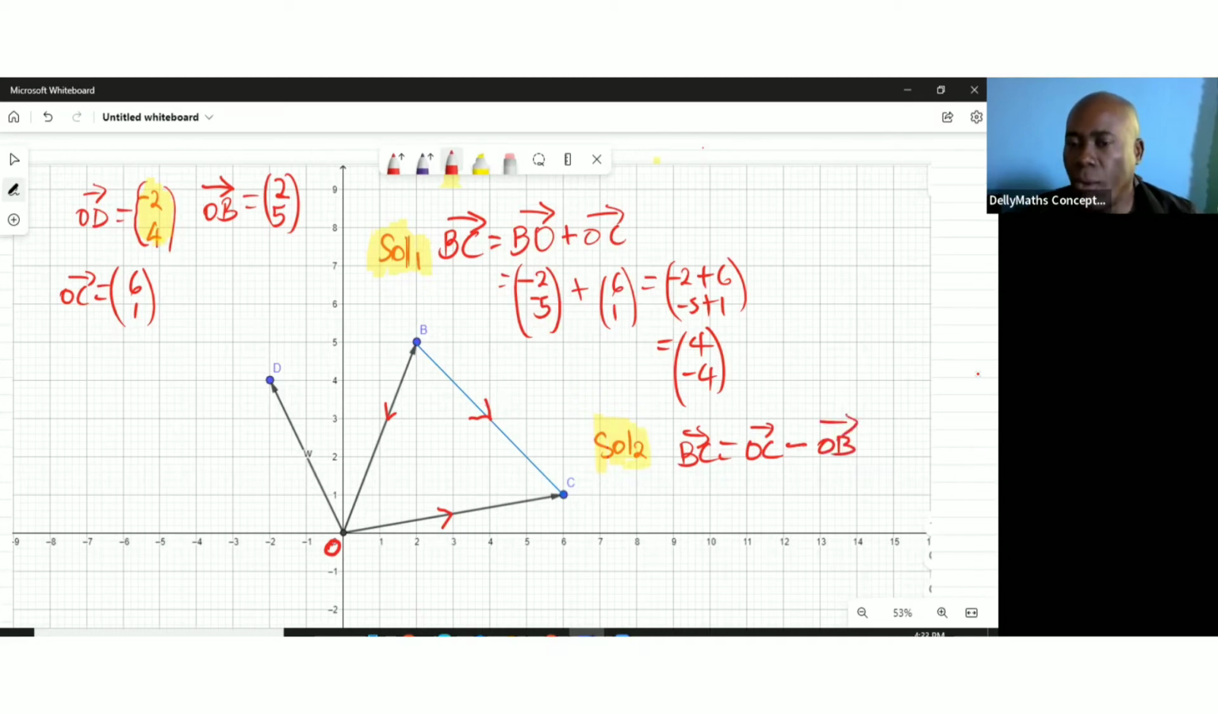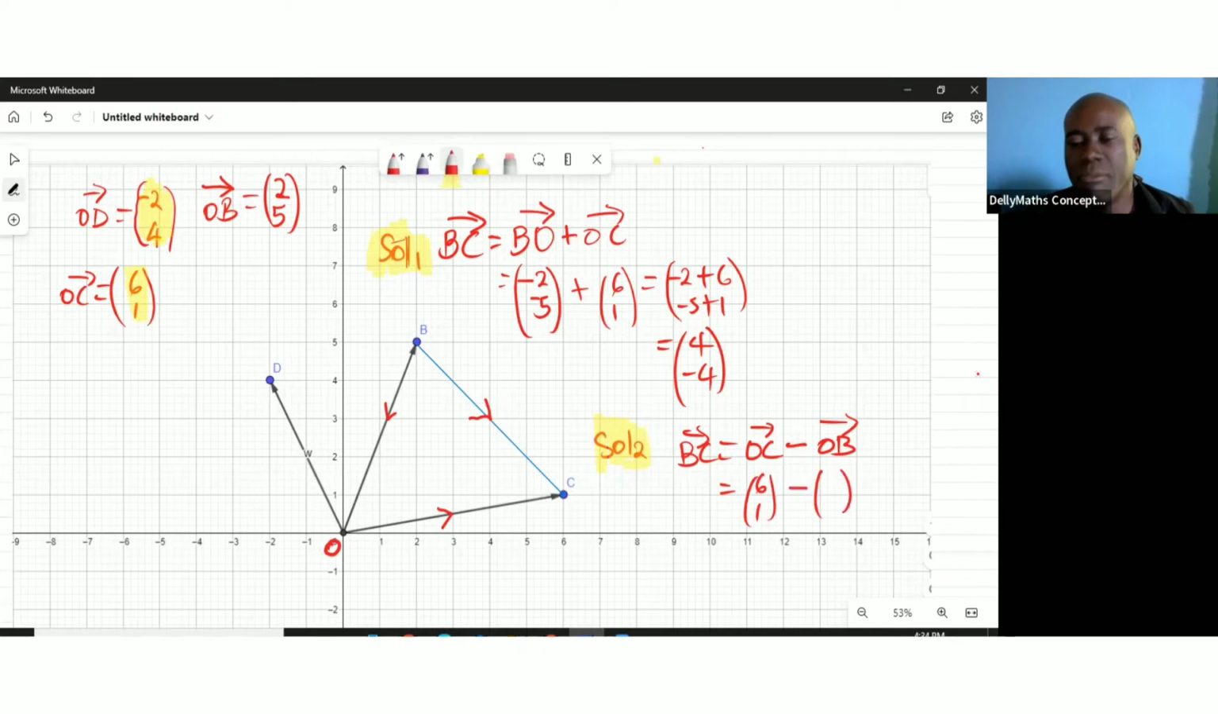So that's another way. If you notice, the C was last, and I'm using the position vector for that first. The B was first, and I'm using the position vector for that last. So basically, it's the last minus the first: OC minus OB. Let's look at what OC is. OC is here, (6, 1). So OC is (6, 1).